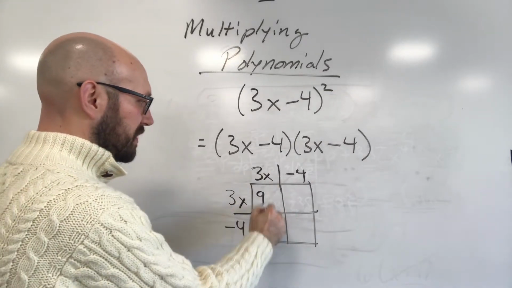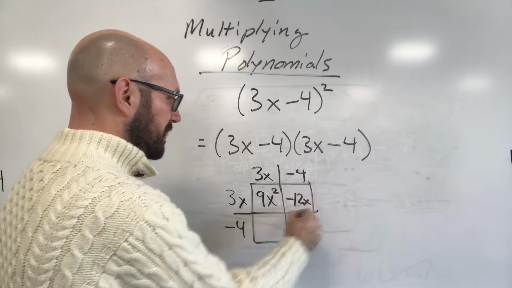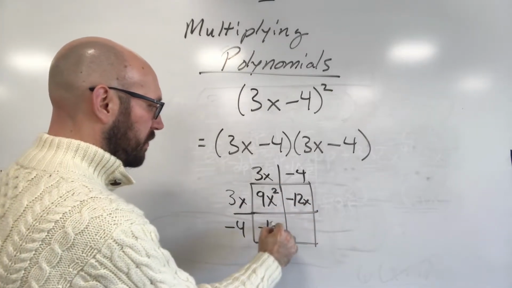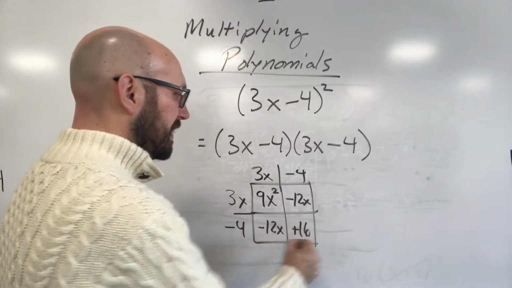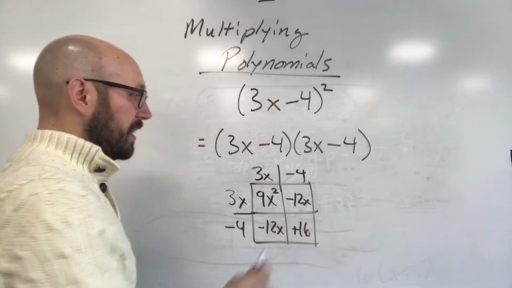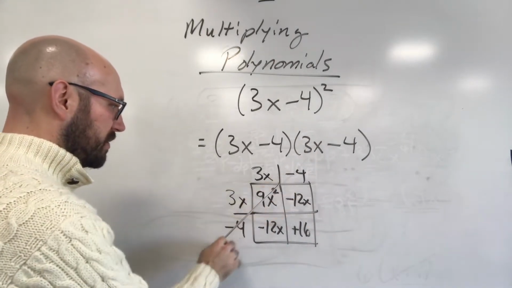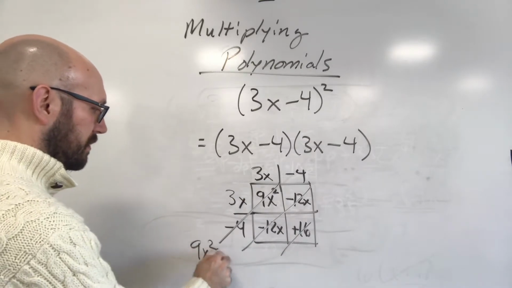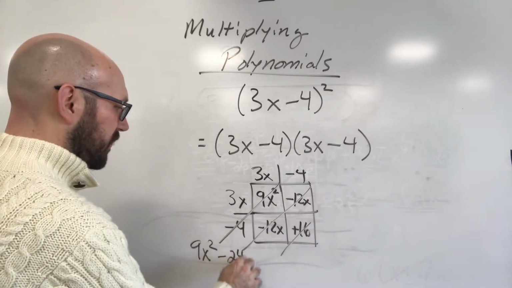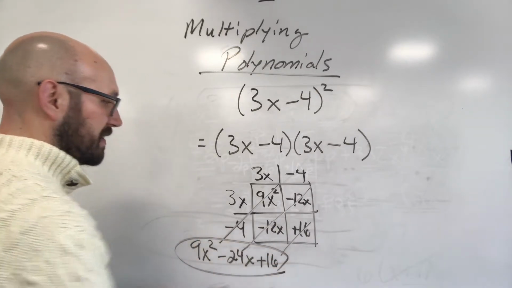3x times 3x gives us 9x squared. Negative 4 times 3x is negative 12x. The same thing happens here, 3x times negative 4, and negative 4 times negative 4 is positive 16. So what I can do from there is I've multiplied, and now I pull out the answers, combining like terms with diagonals. Looks like 9x squared minus 24x plus 16, and I have my simplified answer.